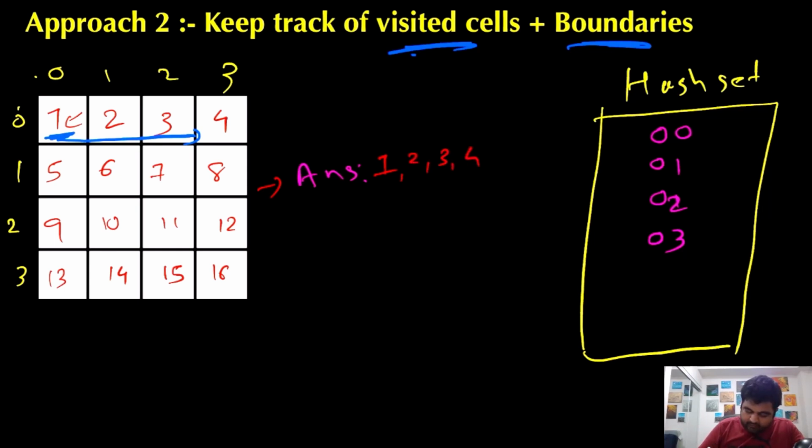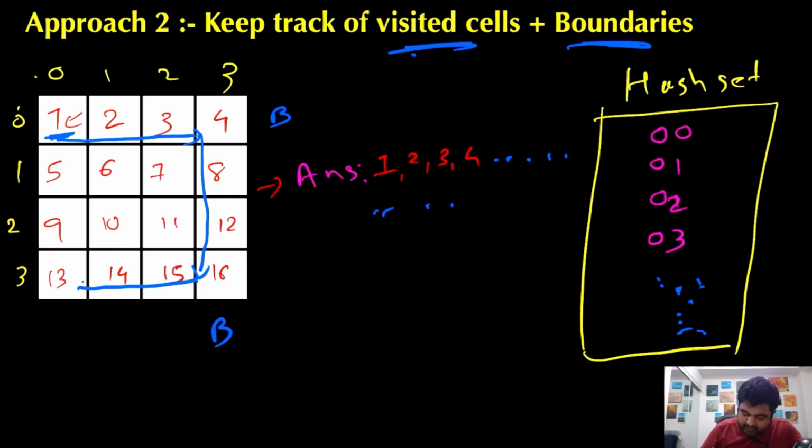And now we know that because we have hit a boundary, it is time for us to go in the downwards direction. Again, we will go downwards until we hit a boundary, and we would have also added all the values to our hash set and to our answer list as well. I am not going to bother writing all of them, but I can understand that you are smart enough to understand that.